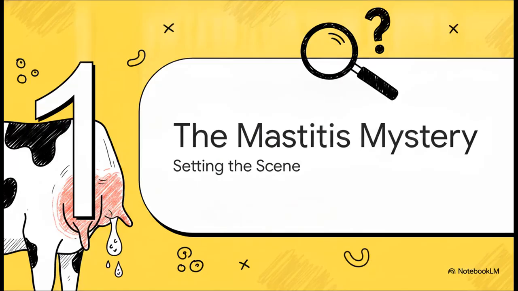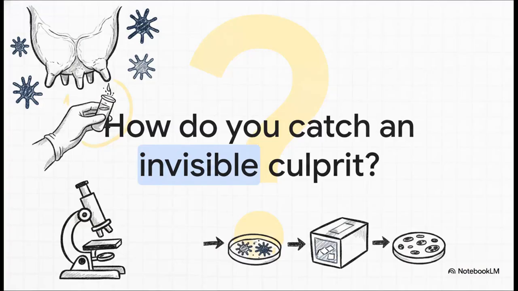Okay, part 1, the Mastitis Mystery, setting the scene at the farm. So imagine a farmer notices the classic clinical signs in a cow. Inflammation of the mammary tissue, maybe some visible clots in the milk. We know right away there's an intramammary infection. But who's the specific microbial culprit? How exactly do you catch an invisible culprit?